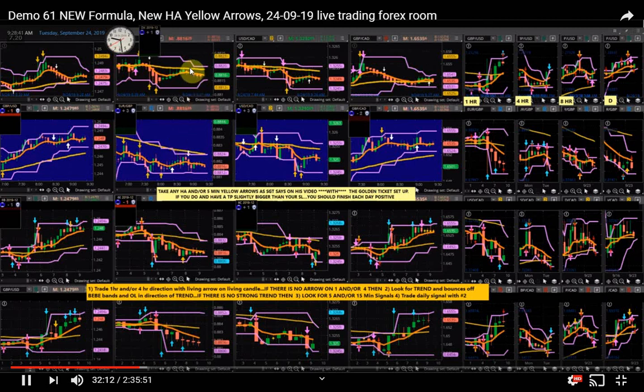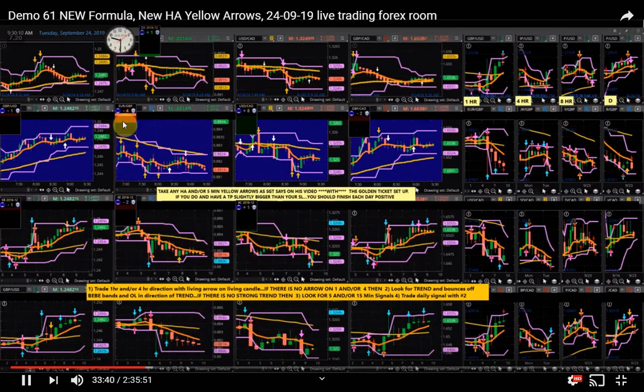Then we'll keep an eye on this. Sometimes you have the signal, sometimes you don't. But again, it's all about the momentum. Look, this is still flashing red, this is going.